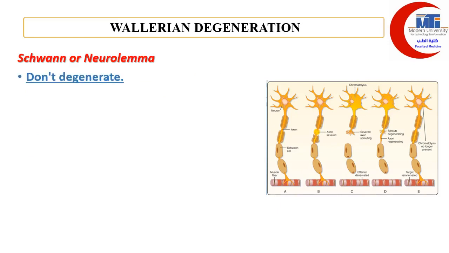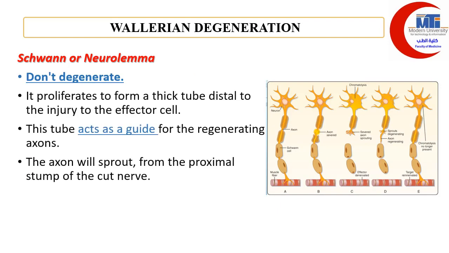Schwann cells, or the neurolemmal sheath, don't degenerate. It's very important to know that Schwann cells don't degenerate. They proliferate to form a thick tube. This tube acts as a guide for the regenerating axon. The tube formed by the Schwann cells acts as a guide for the regenerating axon. The axon will sprout from the proximal stump of the cut nerve.